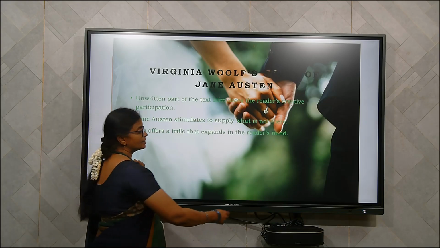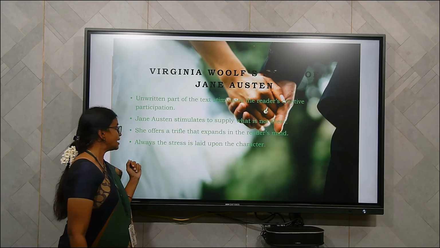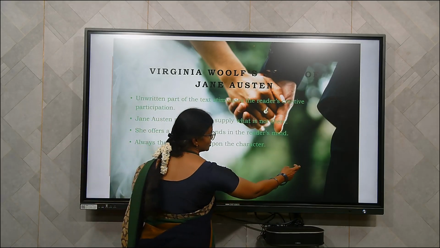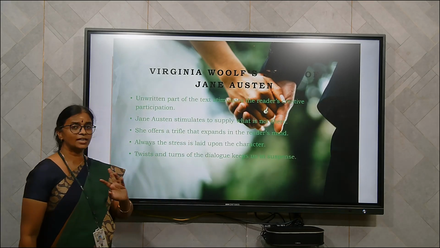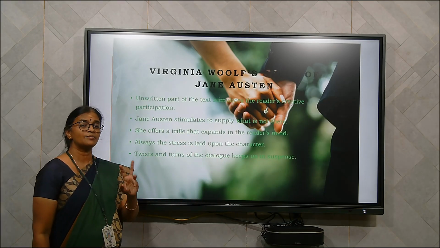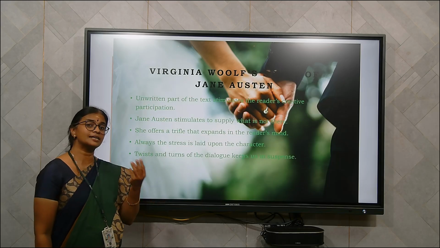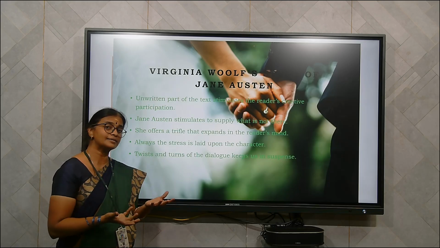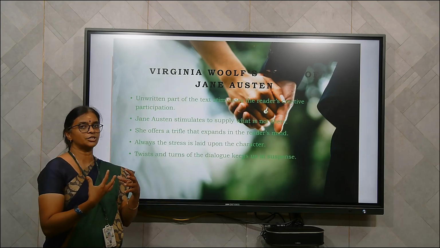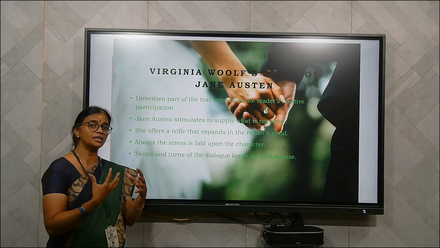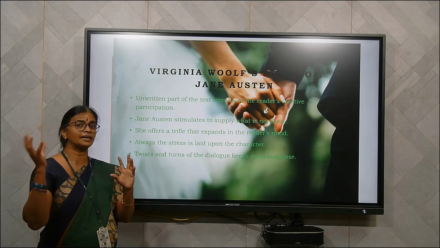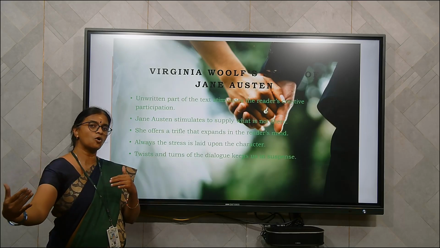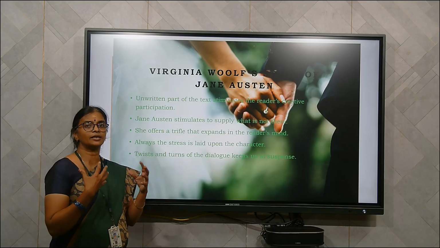So she makes the reader's mind expand, and stress is laid on the characters. We can see the twists and turns in the novel, where the dialogues are very important. When readers read the unwritten part of the text, they can understand it in their own interpretation, with their own knowledge and their own experience. They can assume the next scene would be like this, the next turn of the novel would be like that, and they would imagine something.